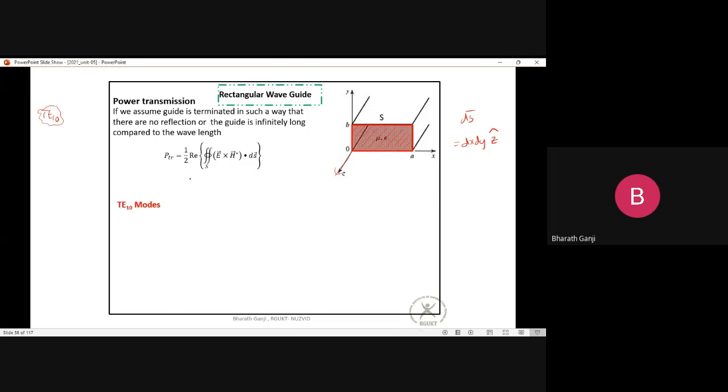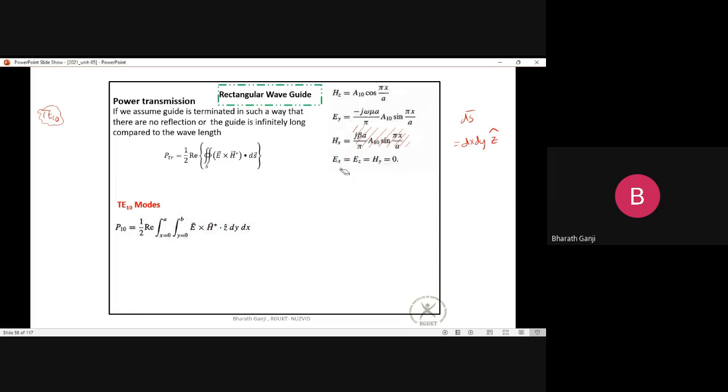So we'll do it particularly for a TE10 mode. Okay, TE10 mode కి ఎట్లా వస్తుంది అన్నది చూద్దాము. So for TE10 mode, half times the real part of, say, the surface is from 0 to a and 0 to b, z cap dy dx. And what is E cross H conjugate for a TE10 mode? If you remember, these are the fields for TE10 mode.